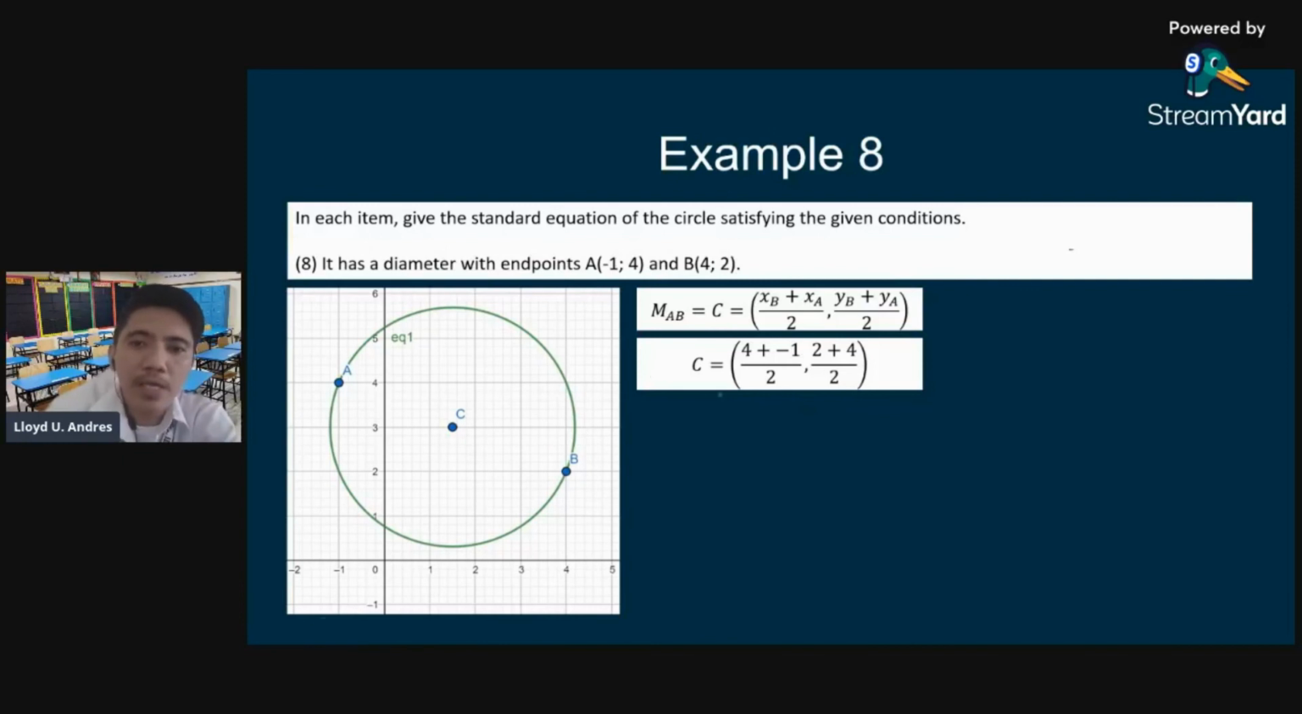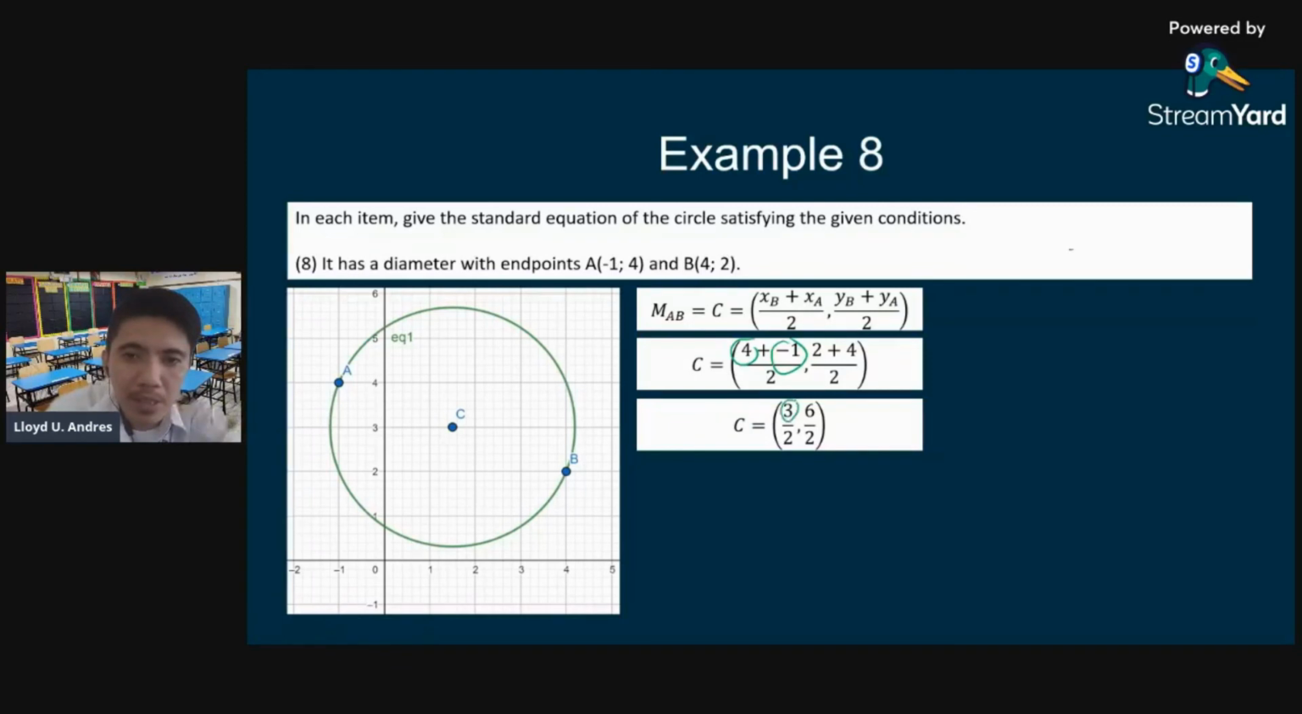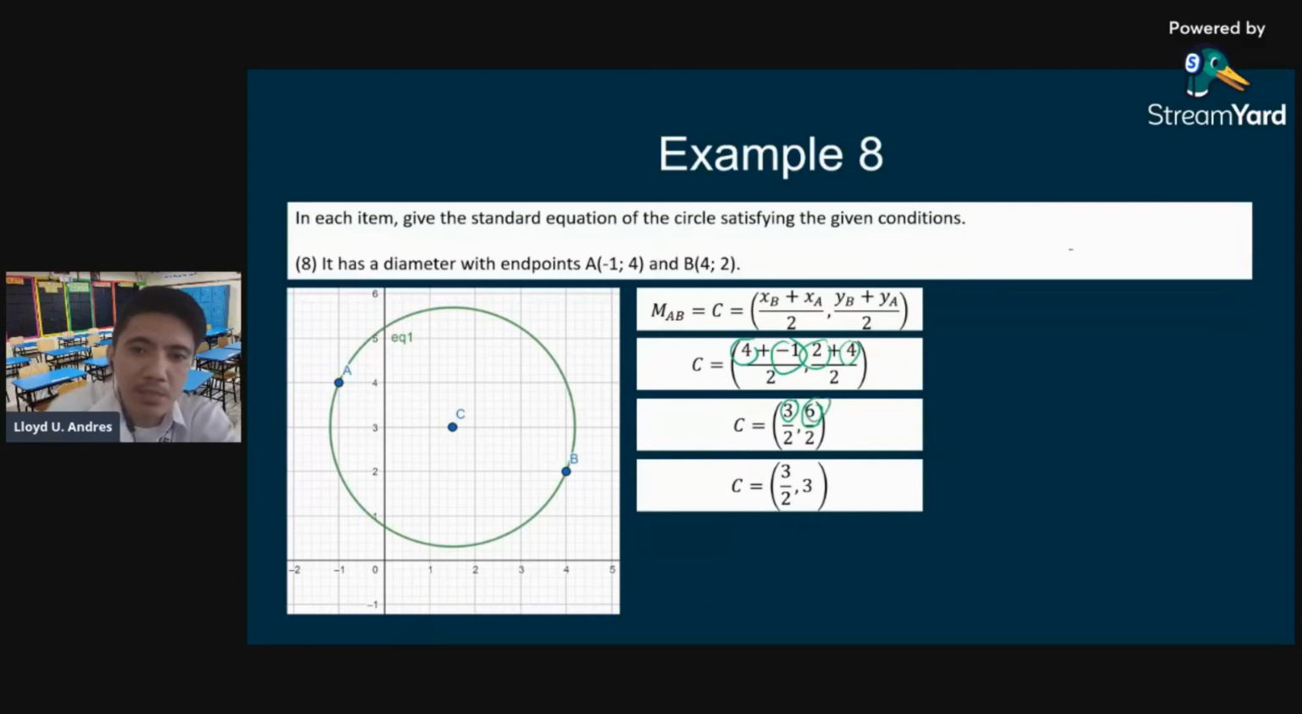So simplifying, 4 plus -1 becomes 3, and 2 plus 4 becomes 6. Dividing 3 by 2 is 3 halves, and dividing 6 by 2 becomes 3. So therefore, the coordinates of our center are 3 halves and 3. So we now have the values of our h and k. H is the x coordinate of our center, while k is the y coordinate of our center.